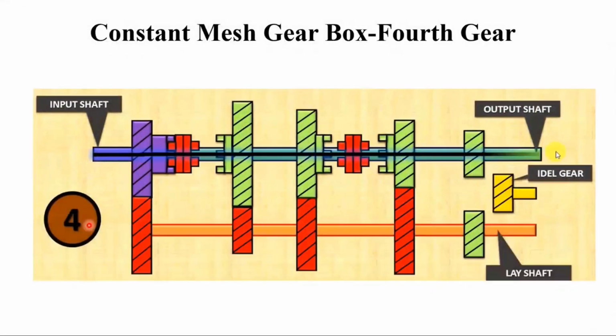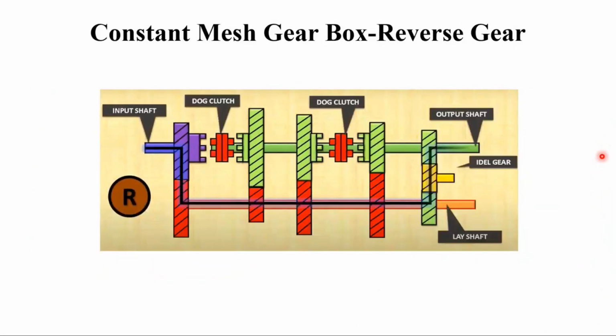And finally, you have the fourth gear. It is the direct drive, where this dog clutch will move towards left and it goes like this. In fact, you also have a fifth gear in some applications.